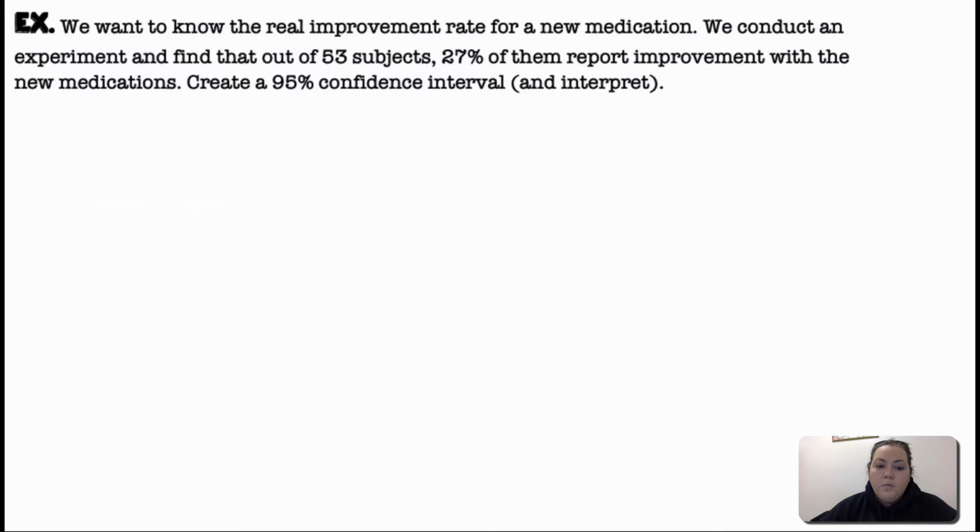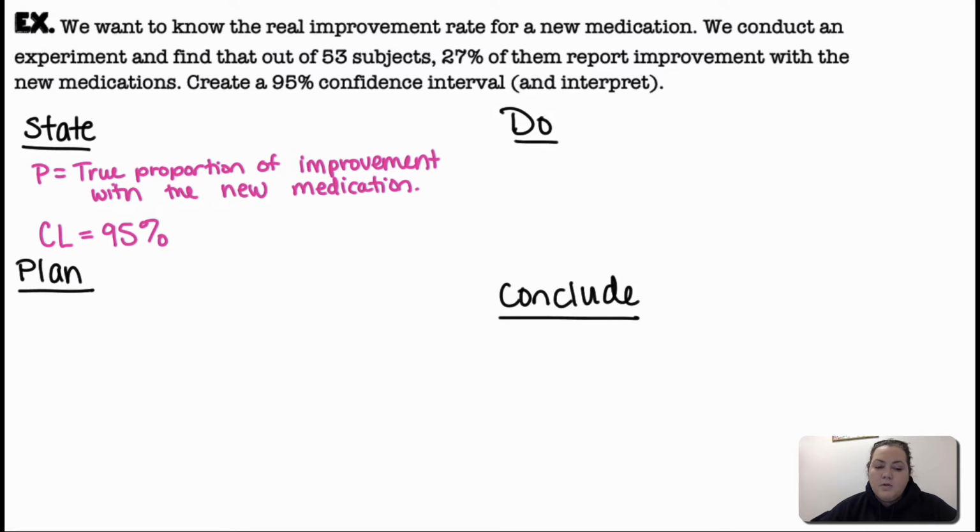We want to know the real improvement rate for a new medication. We conduct an experiment and find that out of 53 subjects, 27% of them report improvement with the new medication. Create a 95% confidence interval and interpret. All right, so we're going to do state, plan, do, conclude.